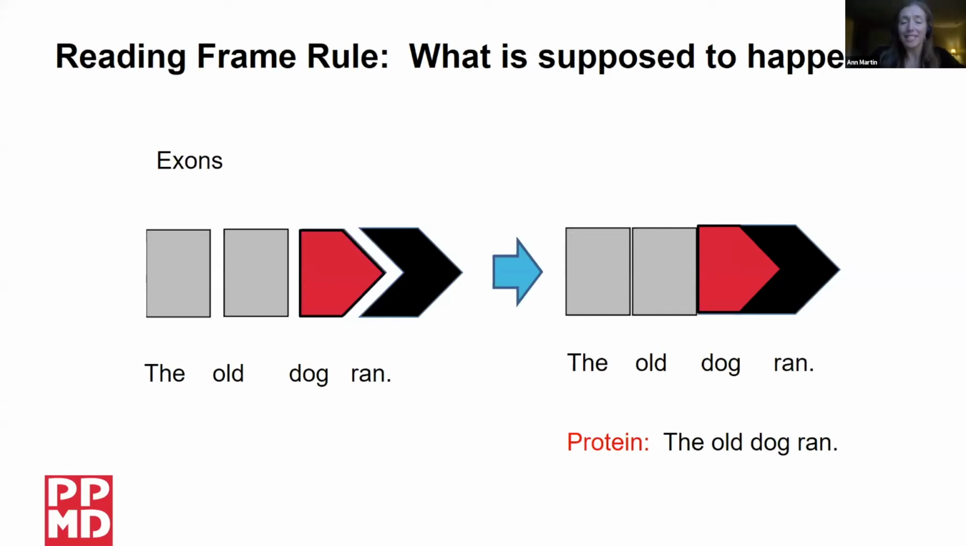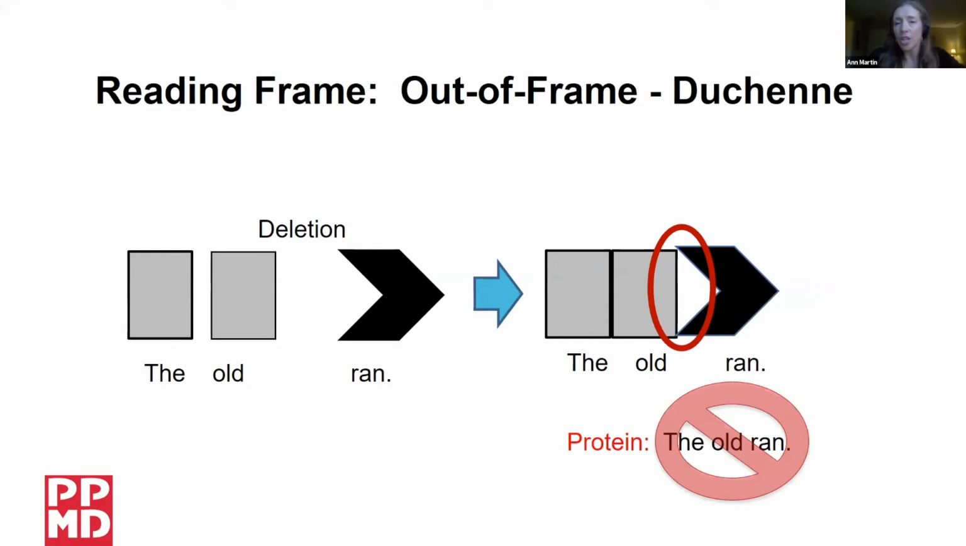So the sentence here, or the gene here, says the old dog ran, and you can see this is what is supposed to happen. All of those exons fit together perfectly and you get a sentence or a protein that makes sense. What happens in Duchenne when there's a deletion that's out of frame, that means one or several exons are missing and the resulting sentence or protein just doesn't fit together properly. Like in this case, you get the old ran, so that makes no sense. And that's what happens in Duchenne. When there's an out of frame deletion, the rest of the gene just can't fit together properly and you get a protein that makes no sense at all and is basically non-functional.